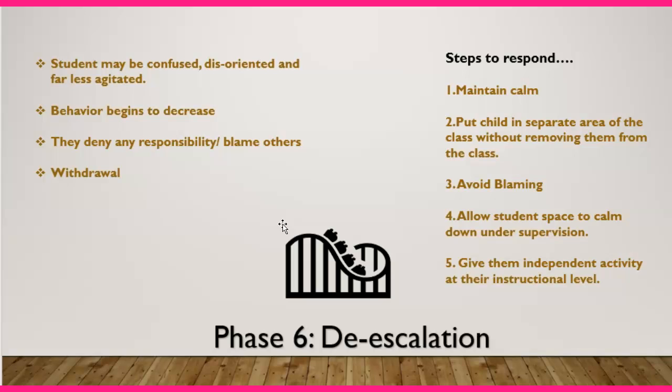However, the steps to respond are to remain calm and to put the child in a separate area of the classroom without removing them from the class. Avoid blaming that child because it will do nothing but provoke them back. Allow the student to have space, because space allows a person to calm down, and make sure you're supervising them in that different space from the other students. Give them independent activities at their instructional level. So just give them an activity that they're good at and that they can complete to help them feel confident and to come back down.